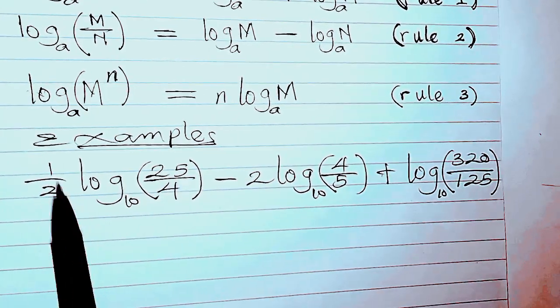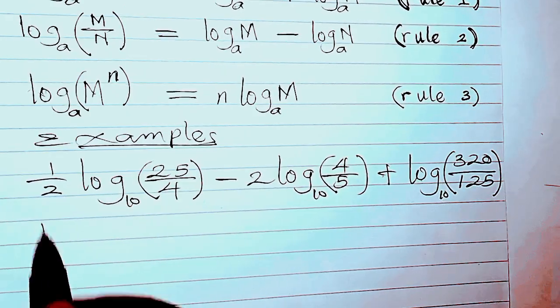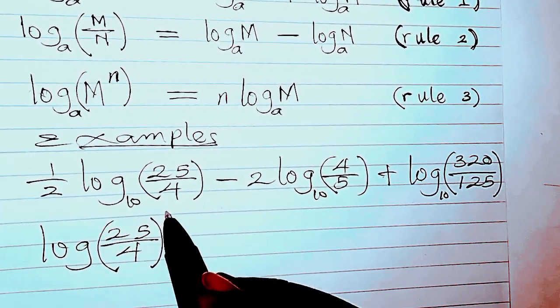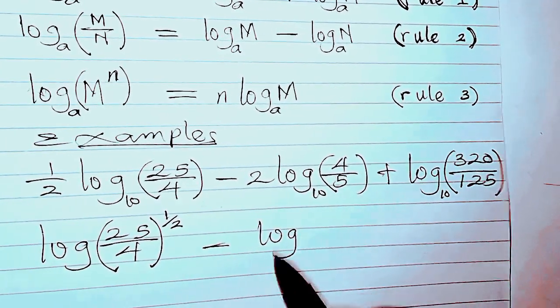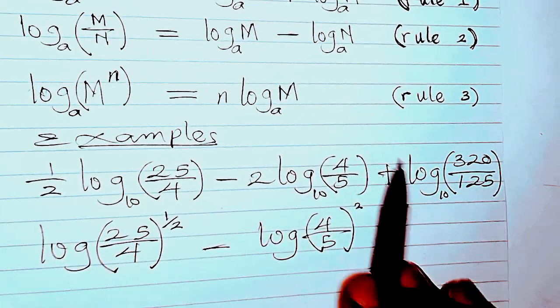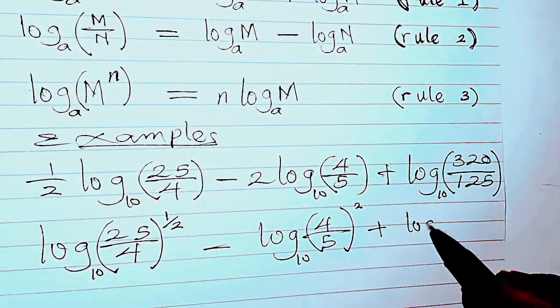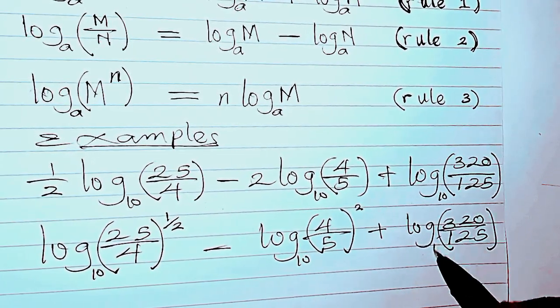Then, if we are to simplify this question, the first thing we want to do is to move this to become the power of this because of the third rule there. So this can be log 25 over 4 raised to the power of 1 over 2. That's rule 3, minus log 4 over 5 raised to the power of 2. That's still rule 3. Of course, base 10, and then plus log 320 over 125 base 10.